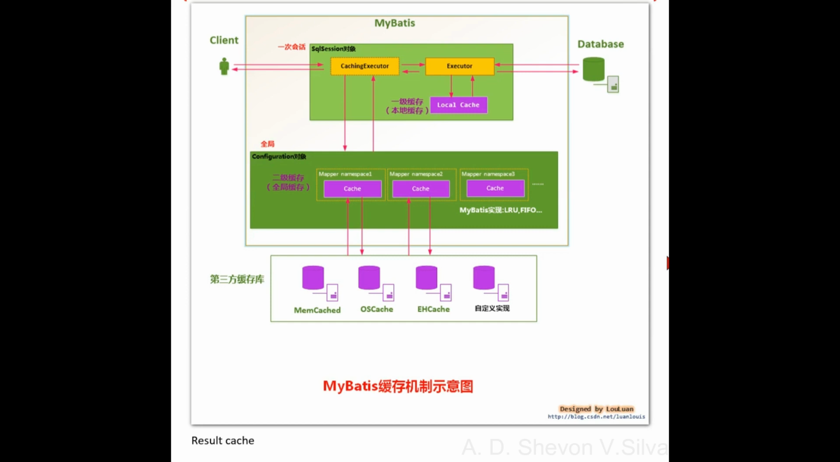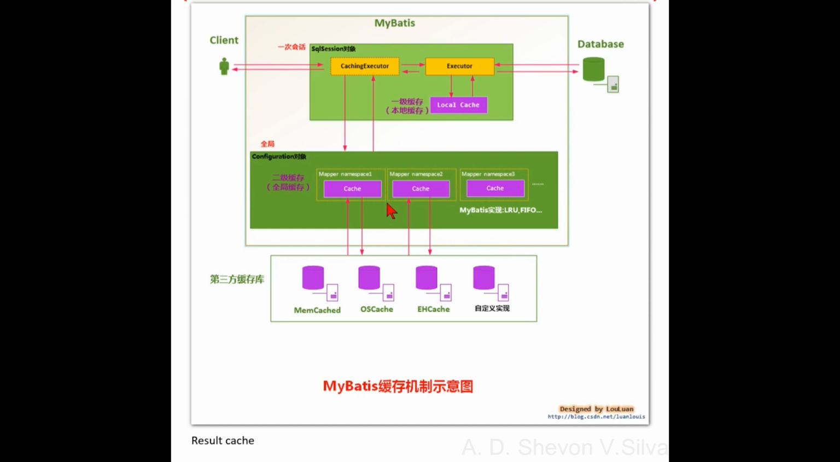Perpetual cache is the most basic cache class. The underlying implementation is relatively simple and a hash map is used directly. The second level cache exists across sessions, and there is a great risk of reading wrong data.